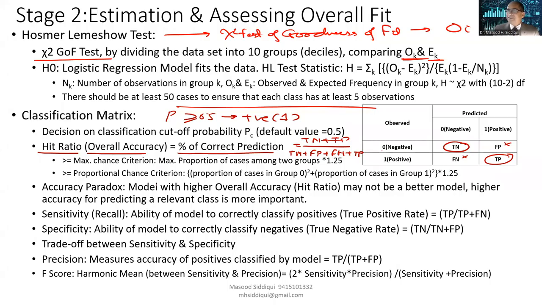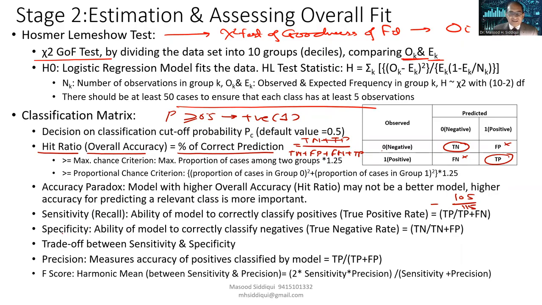Here let us discuss these measures. The first is recall or sensitivity, the ability of the model to correctly classify the positive values, that is the true positive rate. It is the ratio of true positive divided by true positive plus false negative. The true positive count here is 105, and the denominator is 105 plus 10, that is 115. Again, this is a big value.